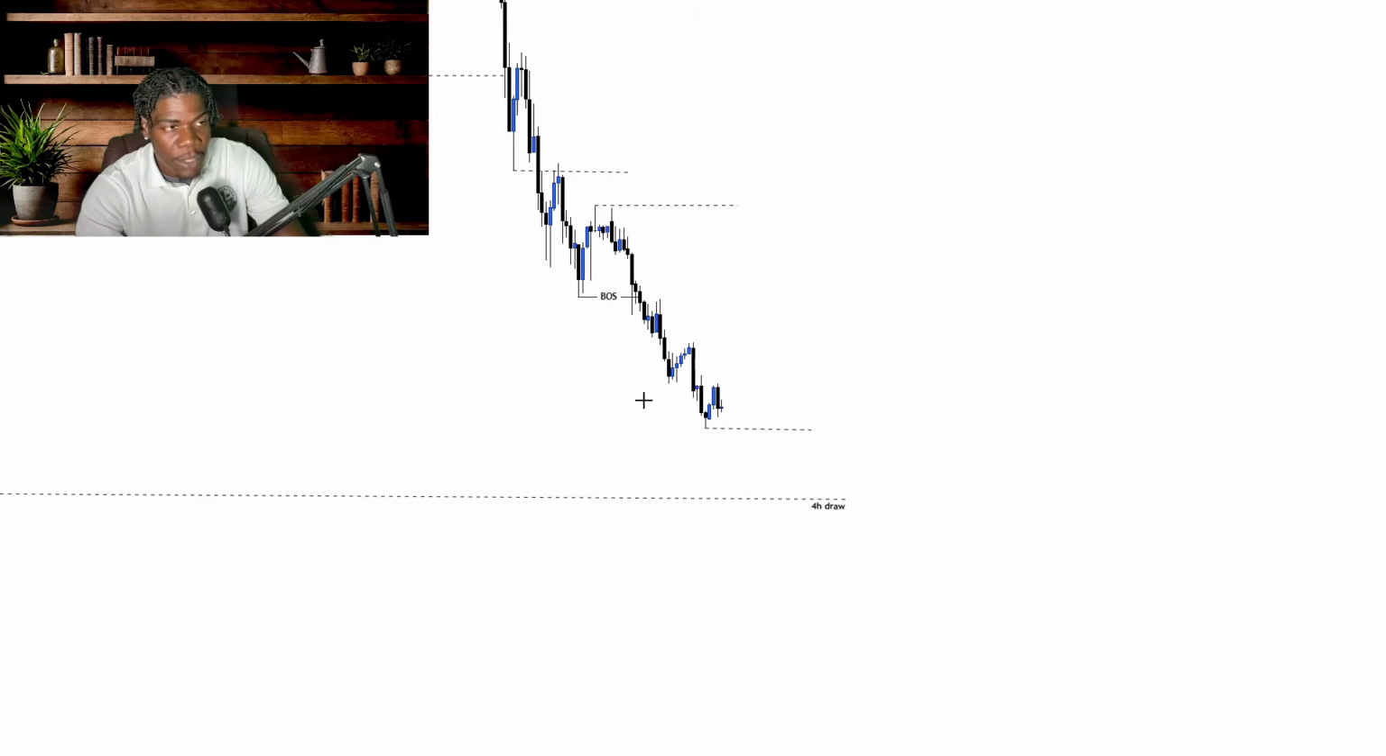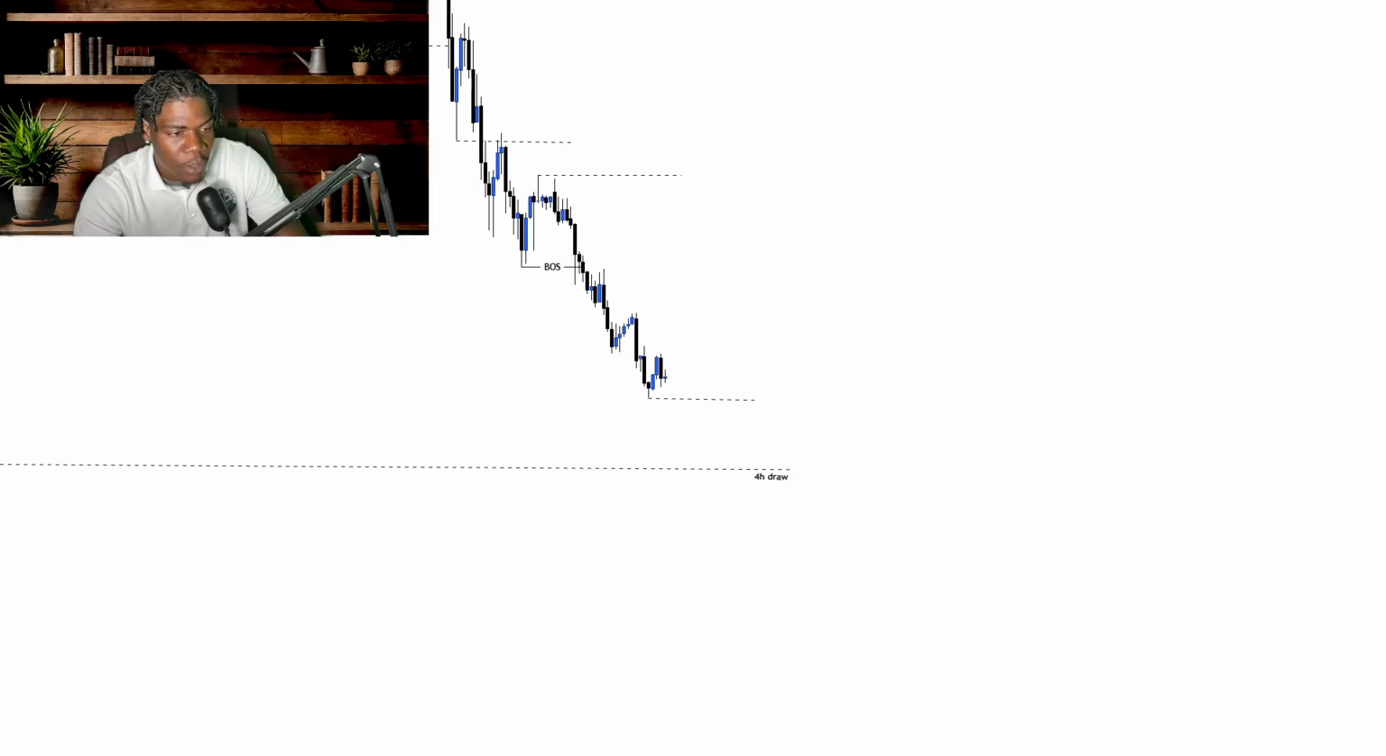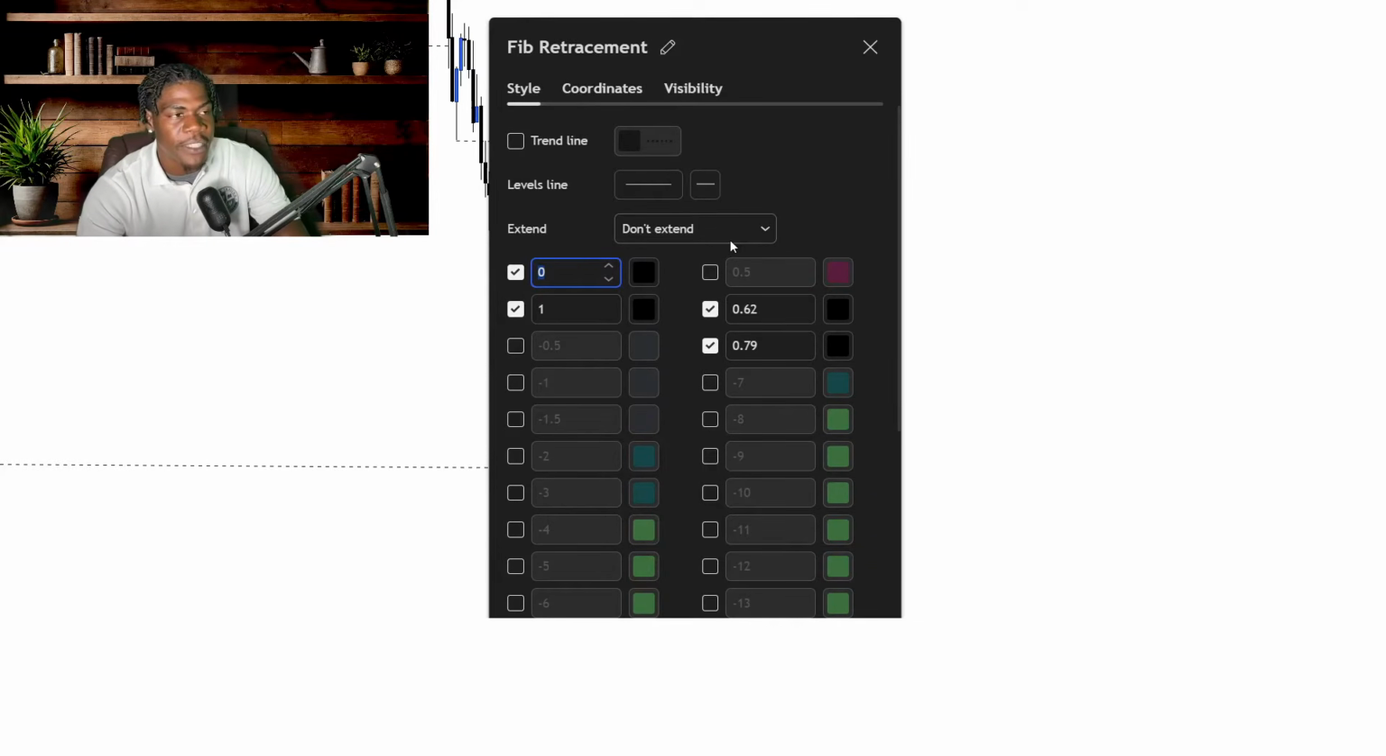Now is the perfect time for me to use my OTE. As you can see, we're just going to grab your Fibonacci from the range high all the way to the range low right here. These are the settings for the Fibonacci, right? I'm going to go over the settings for a little bit.